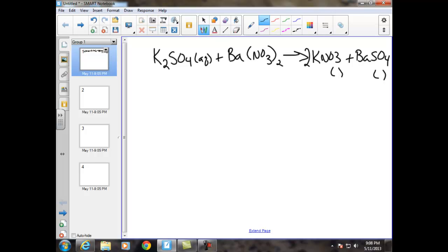Alright, potassium, sodium, ammonium compounds are soluble in water. Rule number 1. They always are. So I'm going to have to look at the rest of it. That's aqueous.